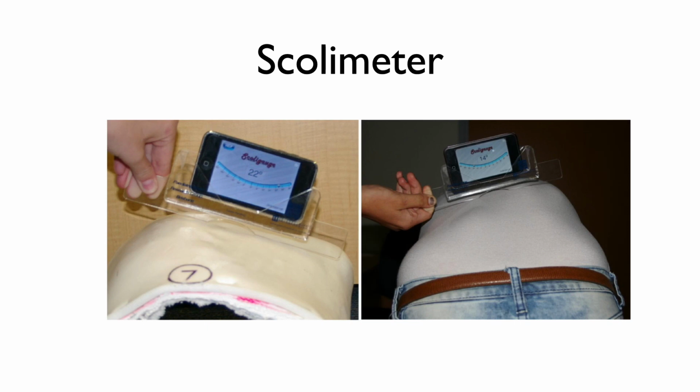What you do here is you simply find the most rotated part of the curve. Then you place the Scolimeter on it, just like in this picture. And it will give you the angle of rotation. Now, as you use exercises to manage your curve, you can then track changes over time. The key here is to make sure you're in exactly the same position every time.